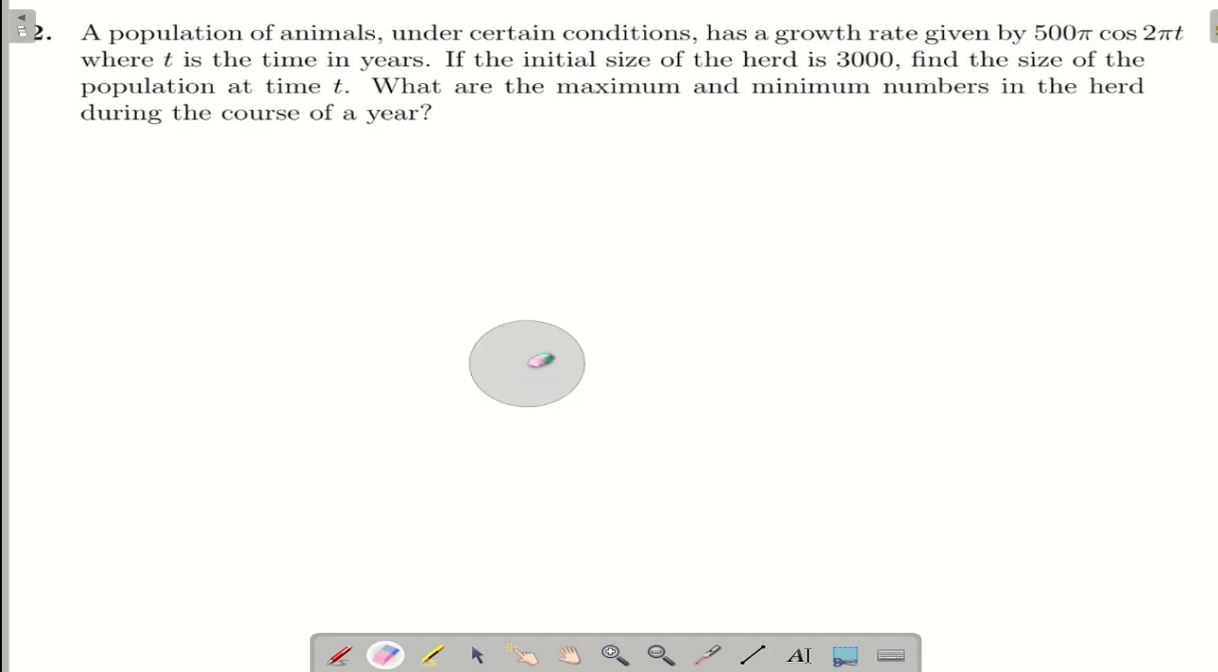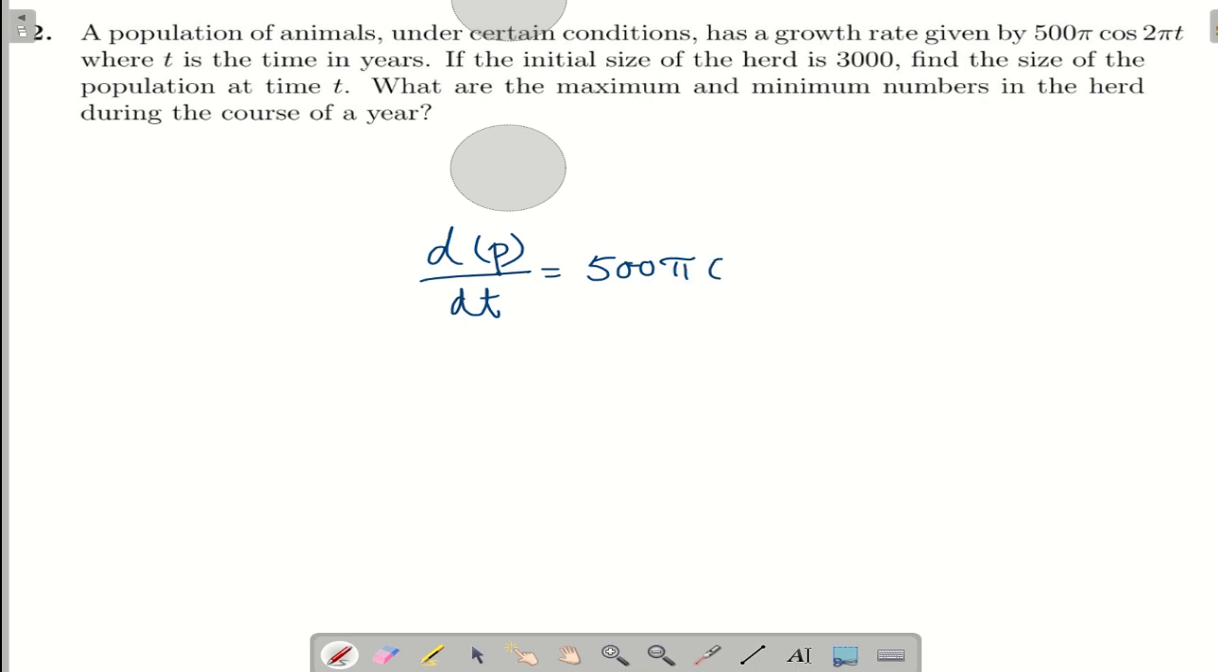Now let's go to another example. A population of animals under certain conditions has a growth rate like this. The growth rate, that means dp by dt, where p is the population, is equal to 500 pi cosine of 2 pi t, and t is in years. If the initial size of the population of the herd, that means when t equals 0, p equals 3000. This is the initial condition. Find the size of the population at time t. That means we have to find the p function. What are the maximum and the minimum numbers in the herd?